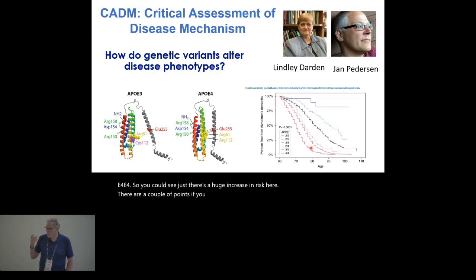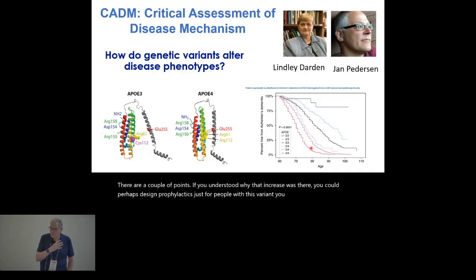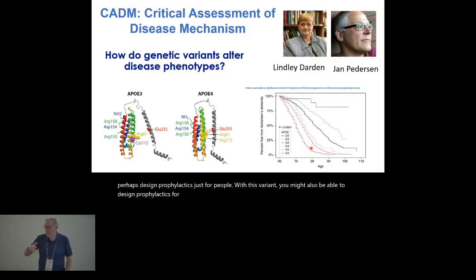If you understood why that increase was there, you could perhaps design prophylactics just for people with this variant. You might also be able to design prophylactics for people as you watch biomarkers over the years and say, because I know what's going on here, if I give you this drug, I can hold off Alzheimer's until you're dead, sort of thing. So that's what you would like to do.